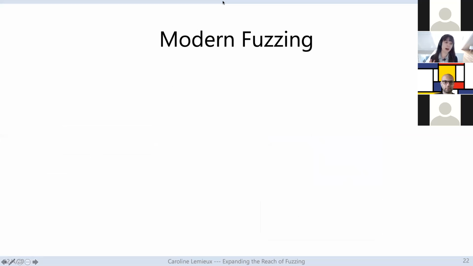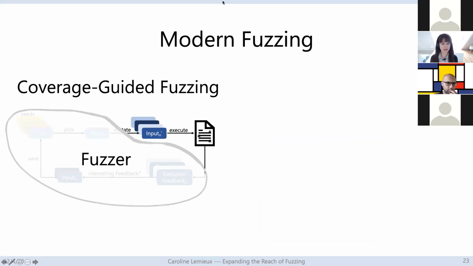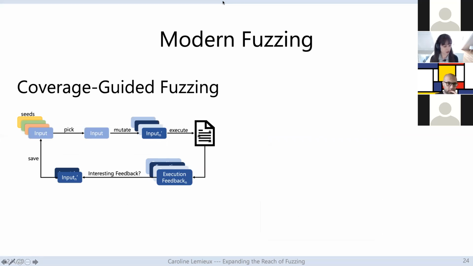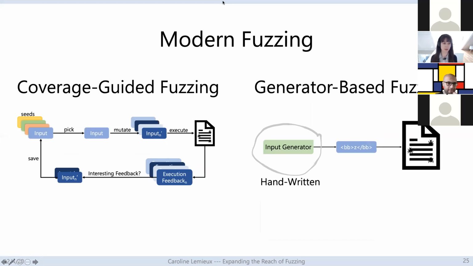Now, there are two big buckets of modern fuzzing that I'll talk about today. One is coverage-guided fuzzing, where the fuzzer is an evolutionary feedback loop that generates new inputs via mutation. And the other is generator-based fuzzing, where you have a handwritten input generator that's returning random elements in the search space. This is characterized by tools like QuickCheck and CSmith, and it appears naturally in a lot of other testing processes.